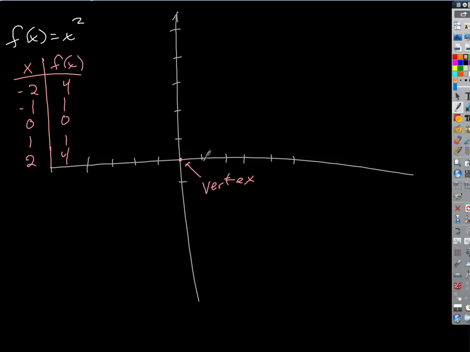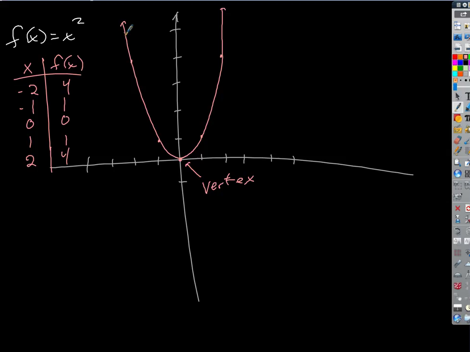So what's the picture we get? When we go over 1, we go up 1. When I go over 2, I go up 4. If I go over 3, I go up 9, etc. If I go back 1, I go up 1. If I go back 2, I go up 4. And look what we get. We get a function that has this kind of symmetry, doesn't it? It has folding symmetry. We'll talk more about symmetry in the future. But for now, we can see that if I fold this over the y-axis, it lines up.